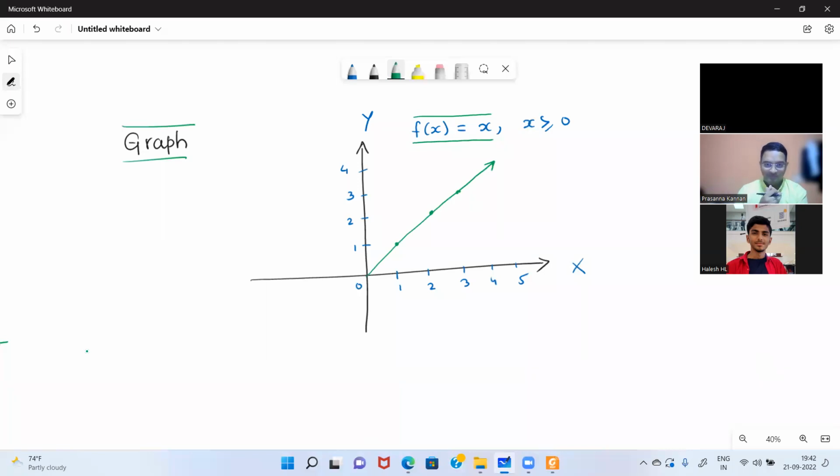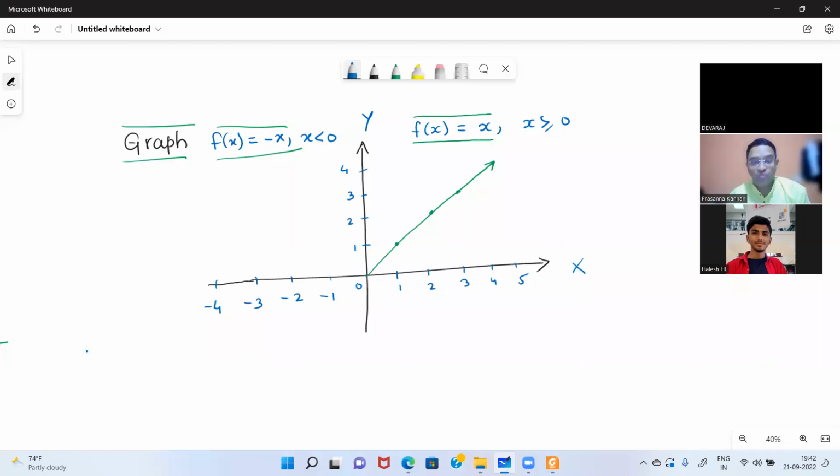greater than 0. But whenever x is less than 0, then f of x is equal to what? Minus x, when x is less than 0, right? This is the definition of the mod x function, correct? Yes. So that means, let me mark these points as -1, -2, -3. Let's say this is -4, okay?